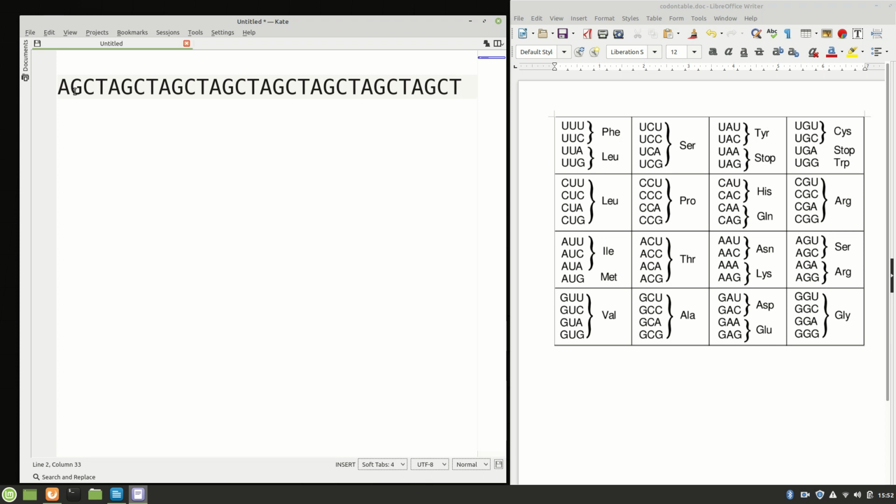Actually it wouldn't be mRNA, would it? This has T's in it, so this would be DNA. For it to be an mRNA, we need to do what? We need to replace the T's with U's. So I'll go through here and replace these T's with U's, and that will make it an mRNA. Oops, undo that. All right, where were we? Here we go.